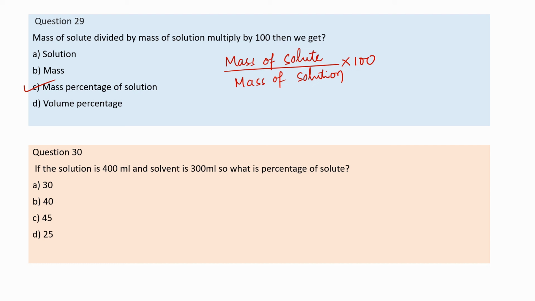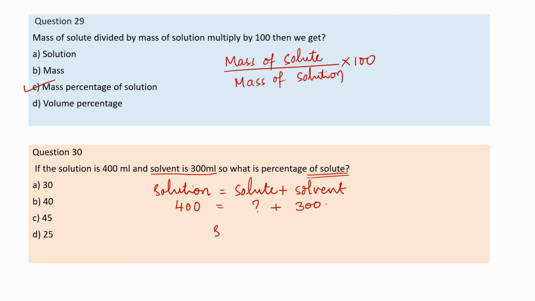The next question is, if the solution is 400 ml and the solvent is 300 ml, then what is the percentage of solute? Here you have to see that the solvent is 300 ml and we have to find out the percentage for the solute. Into the solution there will be a solute and a solvent. Here the solution is 400 ml. We do not know the solute. We know the solvent, that is 300 ml. So our solute is 100 ml.